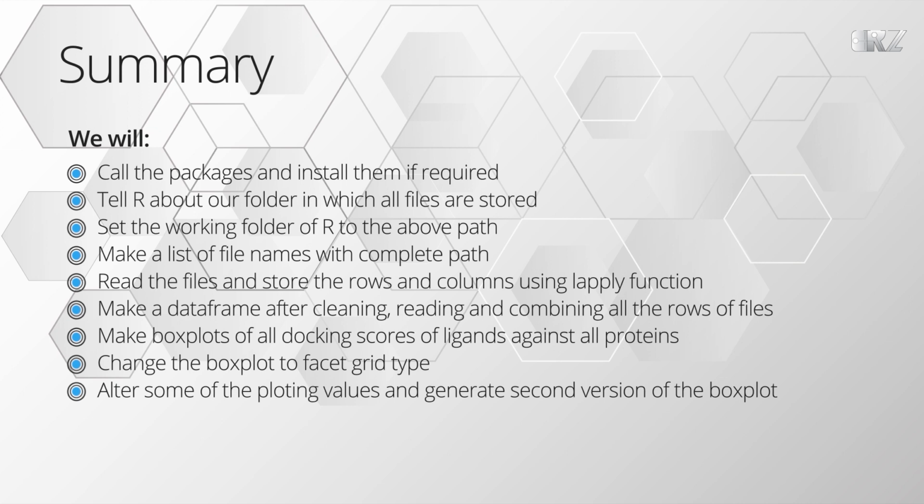We will call the packages and install them if required. Tell R about our folder in which all files are stored. Set the working folder of R to the above path. Make a list of file names with complete path. Read the files and store the rows and columns using the lapply function. After it, we will make a data frame by cleaning, reading and combining all of the rows of the files. We will make box plots of all the docking scores of the ligands against all proteins. Change the box plot to a facet grid type, alter some of the plotting values, and generate a second version of the box plot.